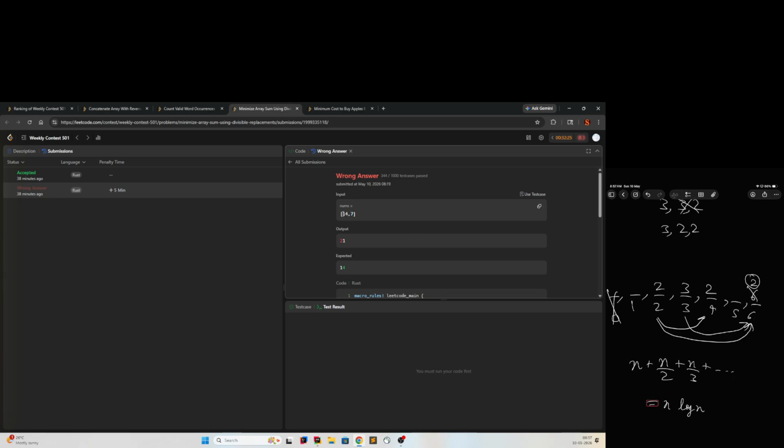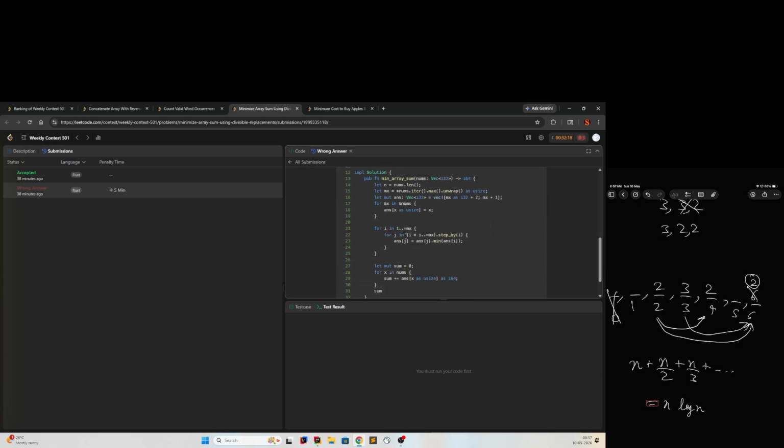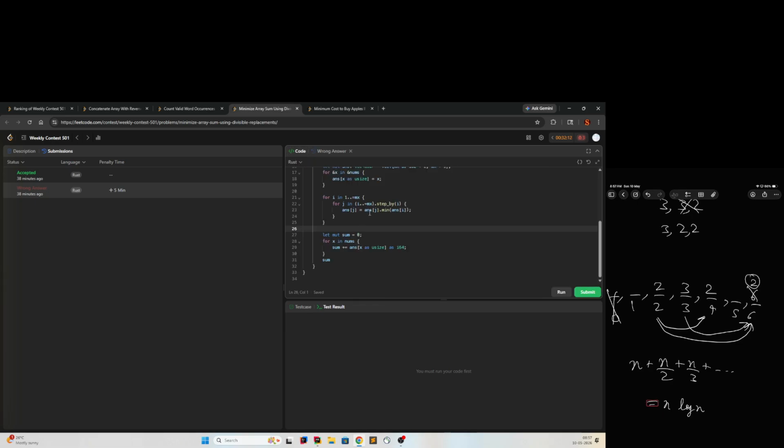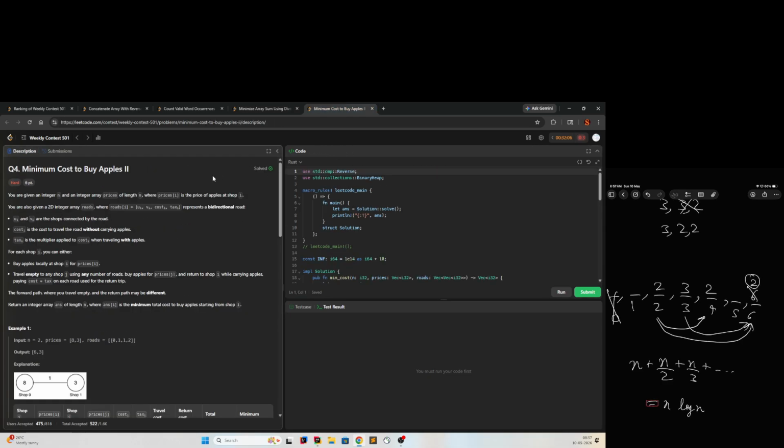In this case, 14 is 2 times 7, but 2 is not handled here. So we should have just started with 7 only, 7 or 14 only. So instead of i cross i, it should be either i or 2i. Yeah, so that's the idea for the third problem.